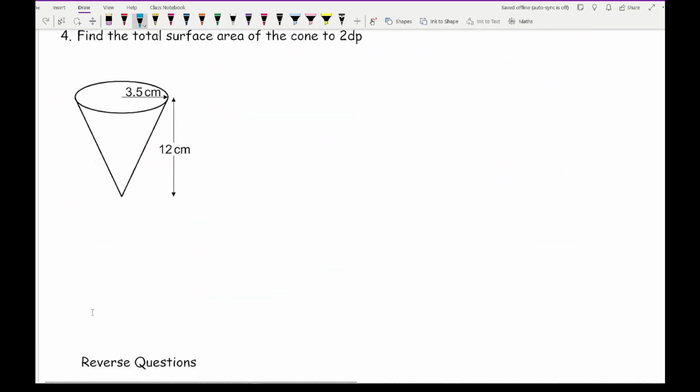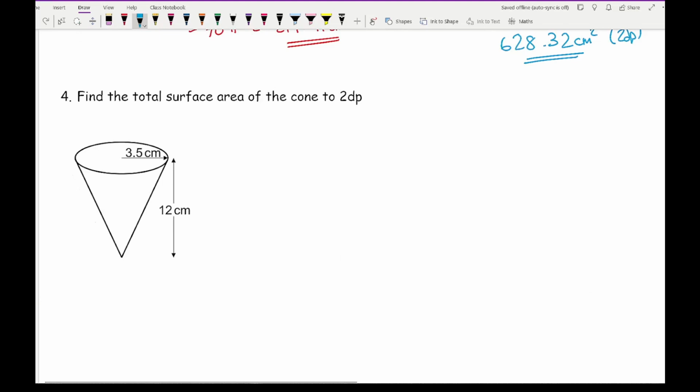So moving on to question 4, it says find the total surface area of this cone to 2 decimal places. So again, let's write down the formula. So the surface area is equal to pi RL plus pi r squared. Now in this particular question, as you can see, we don't know what the L value is going to be, but if I turn this into a right angle triangle, label that as 12, I can work out that L squared equals 12 squared plus 3.5 squared.